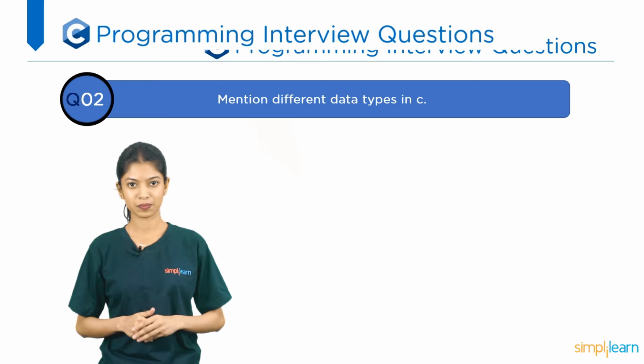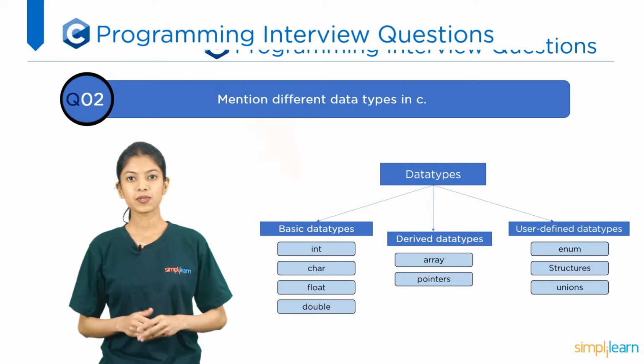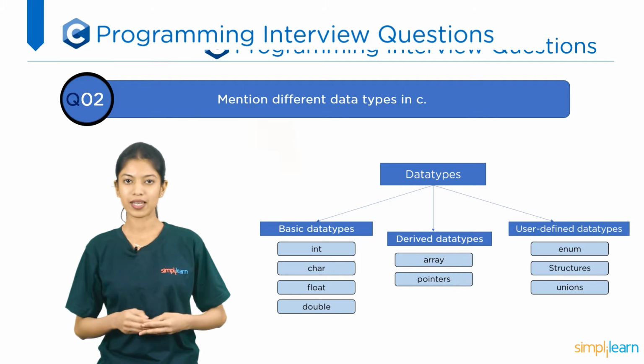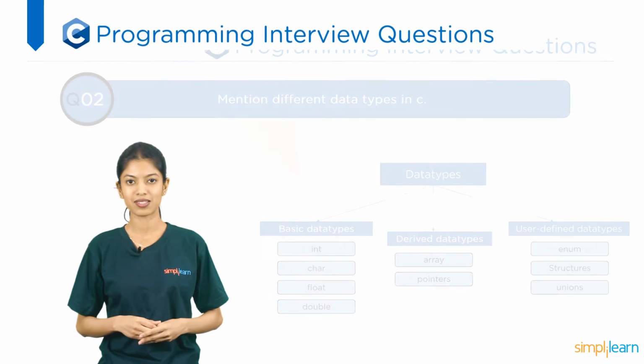The next question is, mention different data types in C. Data types are classified into basic, derived and user-defined data types. Basic data types are int, char, float and double. Derived data types include array and pointers, and user-defined data types are enum, structure and union.